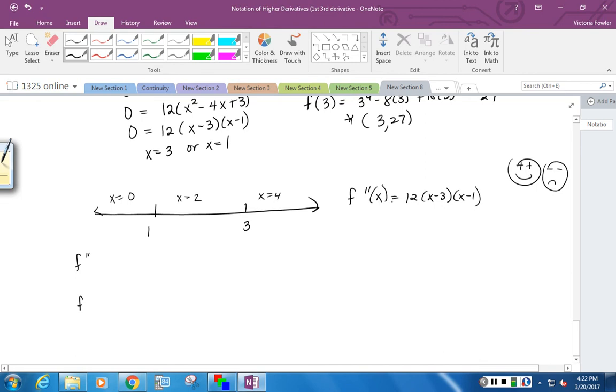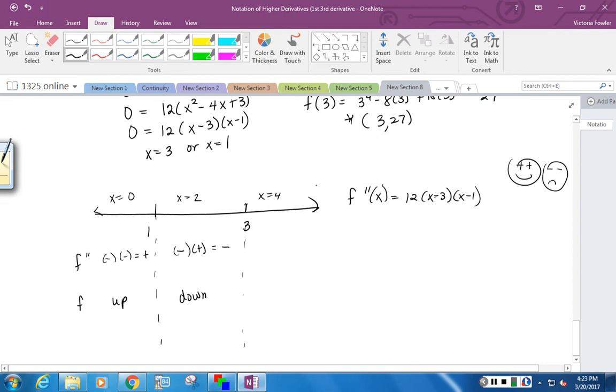So if I plug in x equals 0 to the first set of parentheses, I have a positive from that 12. I have 0 minus 3 is going to give me a negative. I have 0 minus 1 is going to give me another negative. So I get an overall positive, which means my function is concave up. If I plug 2 in, I've got 2 minus 3, which is negative. I have 2 minus 1, which is positive. Positive times a negative is a negative. A negative second derivative tells me that my function is concave down.